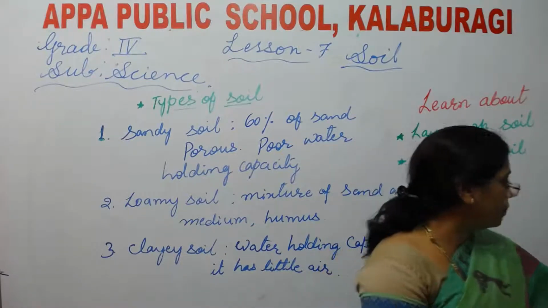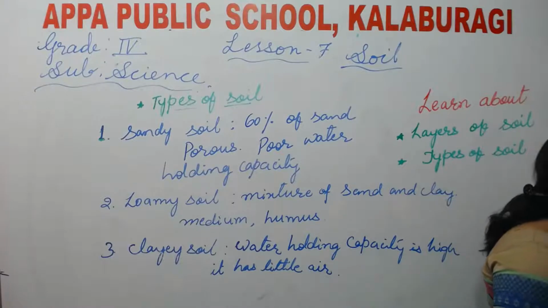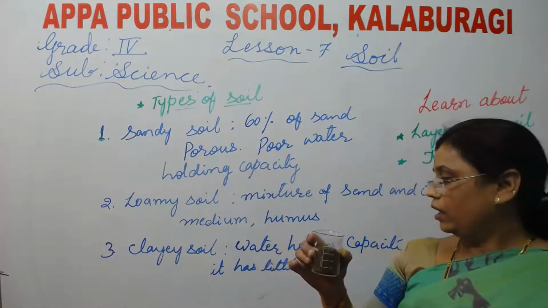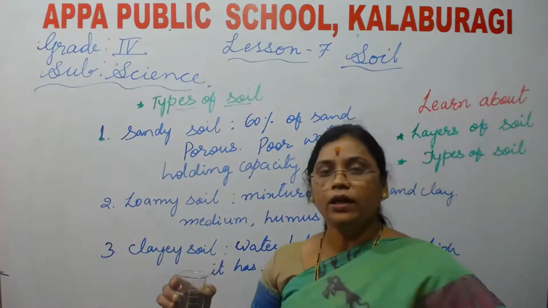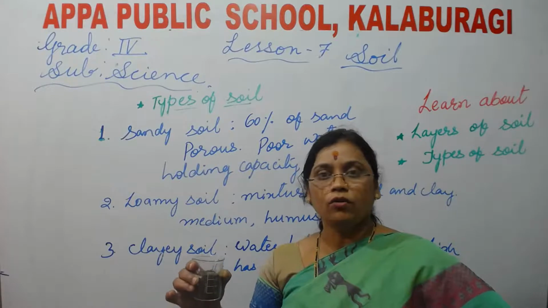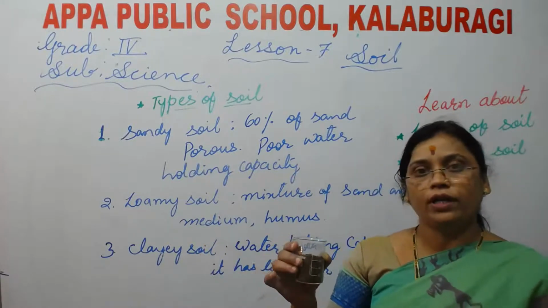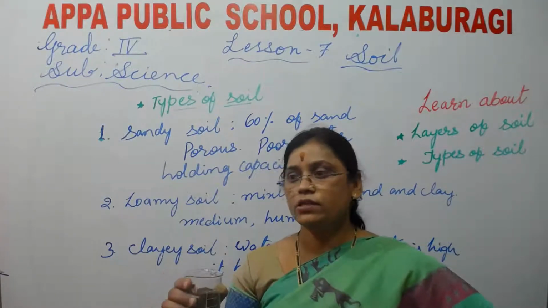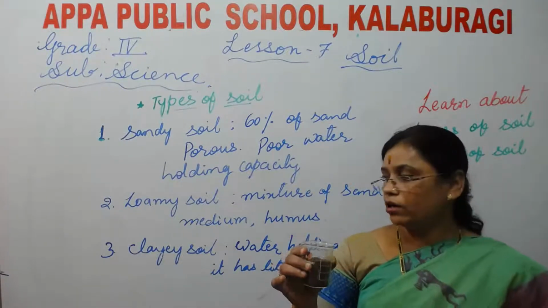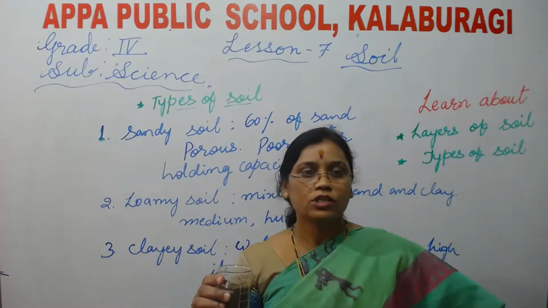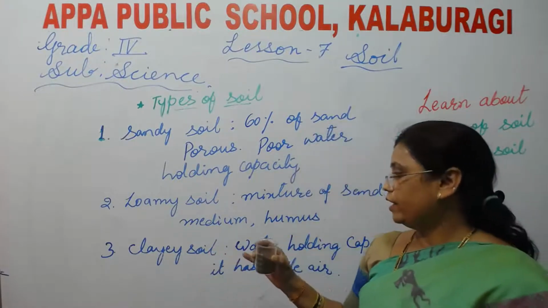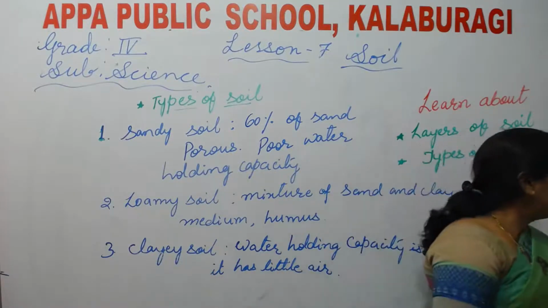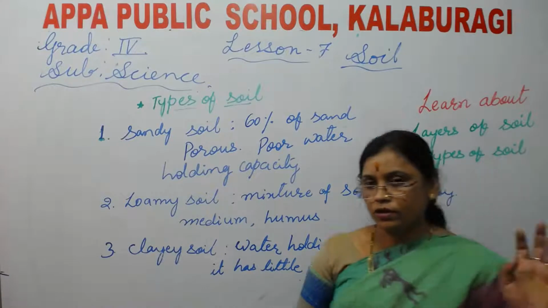And next one is the clay soil. Clay soil has the particles of clay, and when it is wet, it will be sticky. The water holding capacity of the clay soil is very high, and it has little air. Because of this, the roots of plants do not get air, and also space to grow. Clay soil is suitable to grow plants like rice. So this is all about the types of soil.